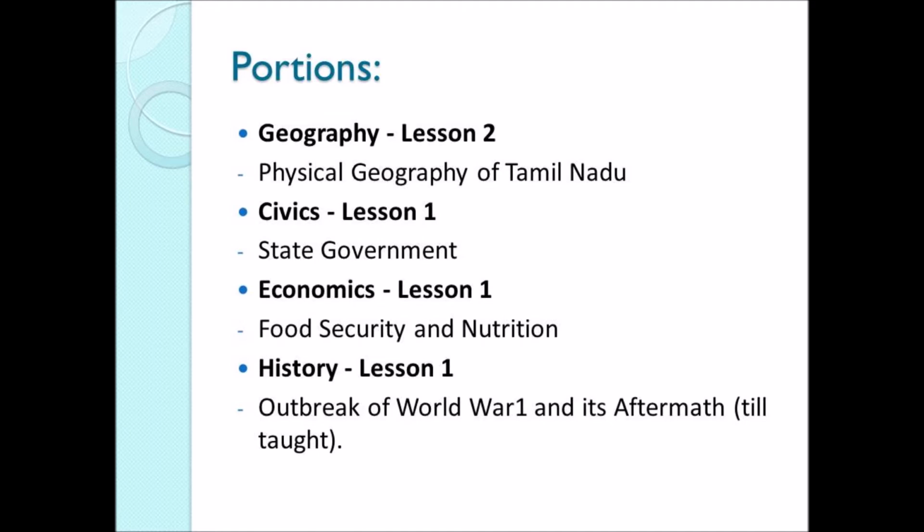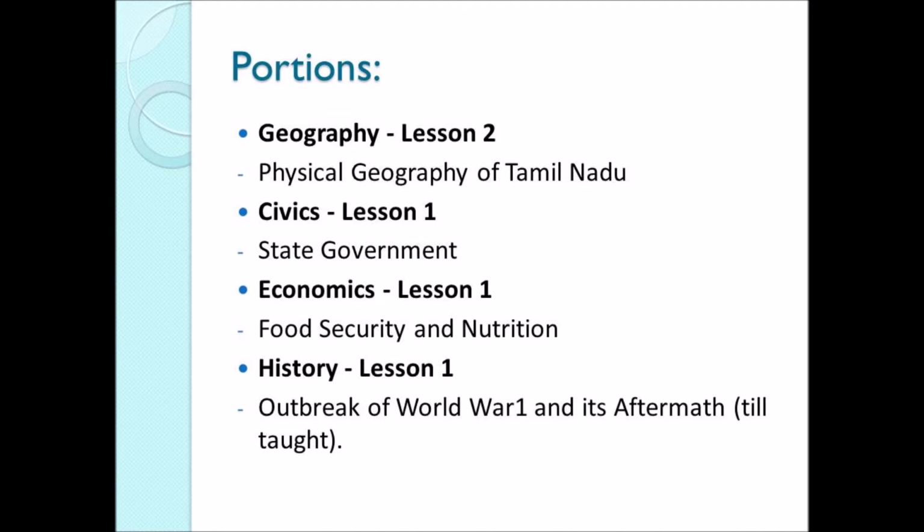Portions for your first unit test. For this first unit test, you have lesson 2 in geography, that is physical geography of Tamil Nadu. In civics, it is lesson 1, state government. In economics, it is lesson 1, food security and nutrition. And in history, it is lesson 1, outbreak of the World War I and its aftermath.